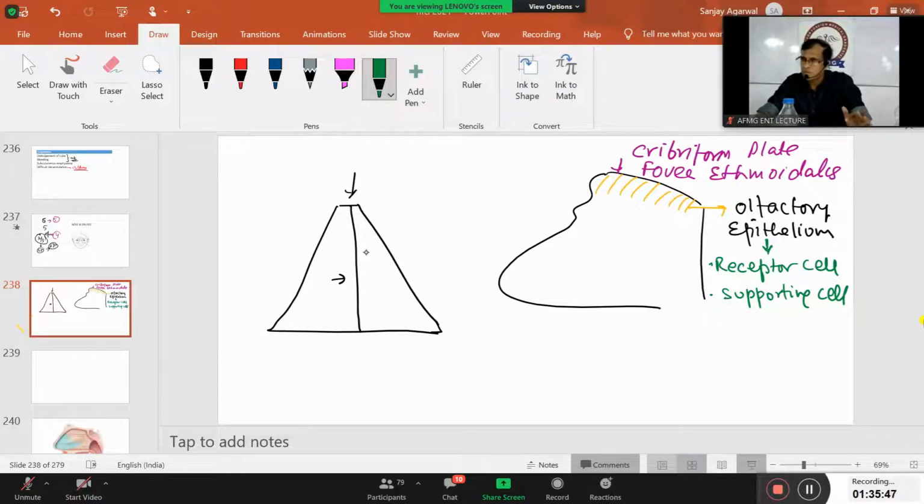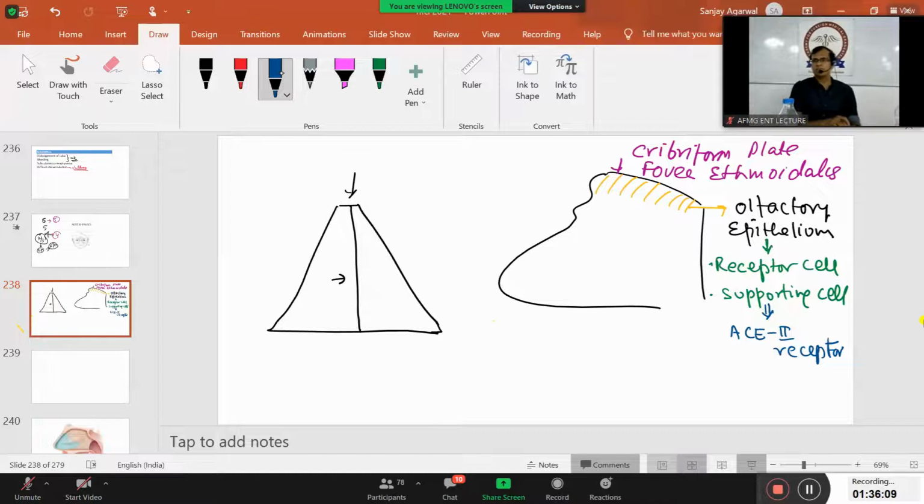Supporting cell. And there are few more. We are not going to deal with the rest of them. These two are important. Now, why is supporting cell important? Because supporting cell has receptors called ACE2 receptors. Supporting cell have a receptor called ACE2 receptor. Now, why is ACE2 receptor important?